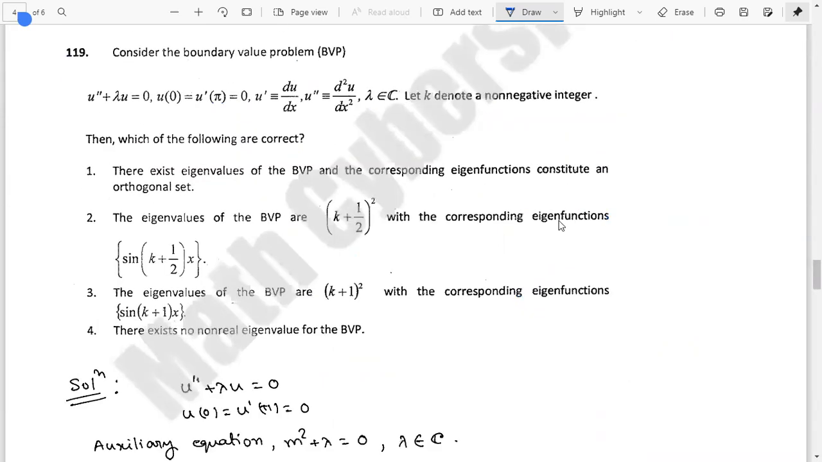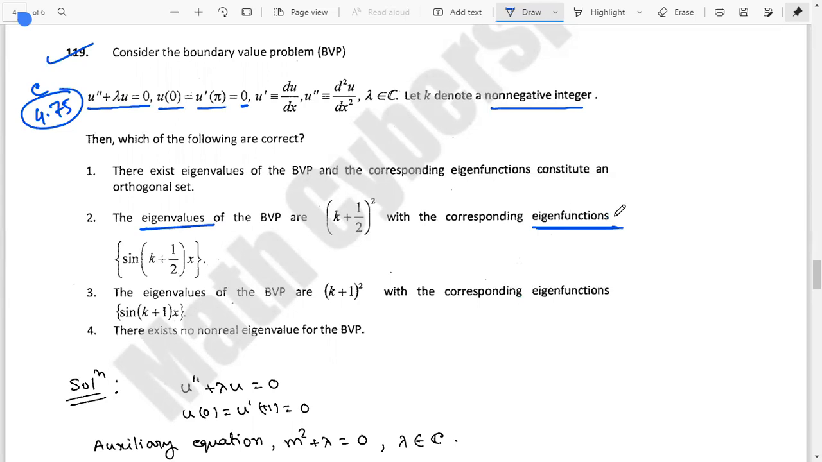Question number 119. This problem is from part C and contains 4.75 marks, and one or more options can be true. Consider the boundary value problem u'' + λu = 0, with the two conditions u(0) = 0 and u'(π) = 0. Let k denote a non-negative integer. Then which of the following are correct? Four options are given. We have to find the eigenvalues and eigenfunctions in the four options.